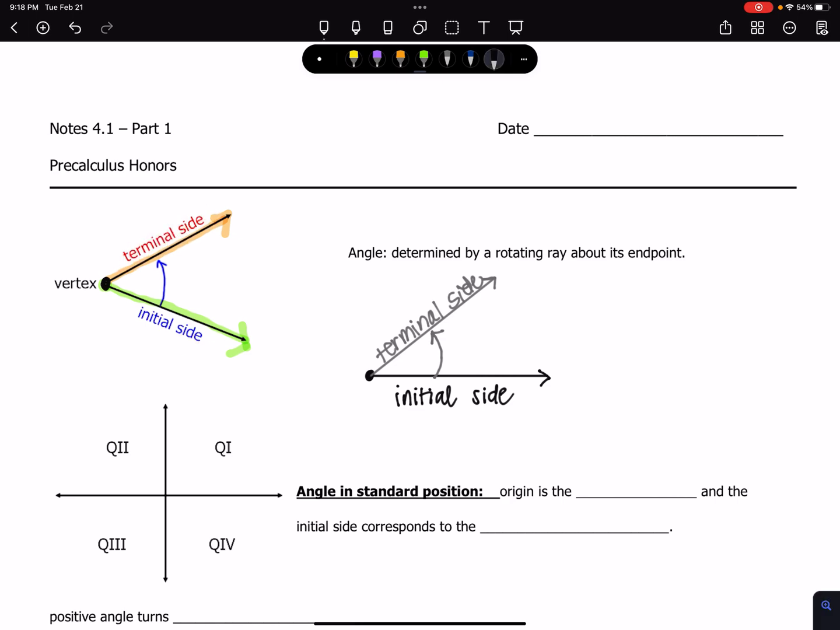Now your angle starts at the initial side, and then this little arc right here is showing you the direction in which the angle is going. So this angle is going counterclockwise. Now the endpoint is the vertex. So still the vertex right here. And then that rotating ray is this terminal side. So that's the rotating ray. The initial side is a fixed side.